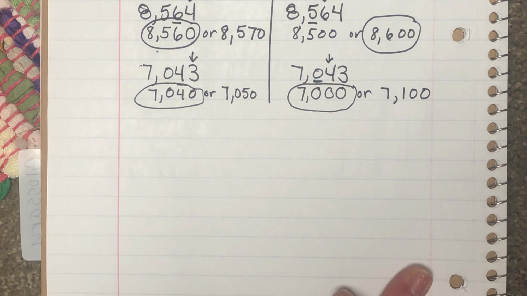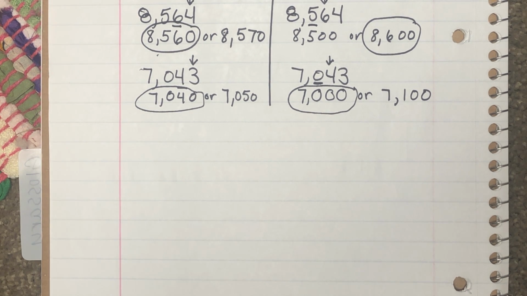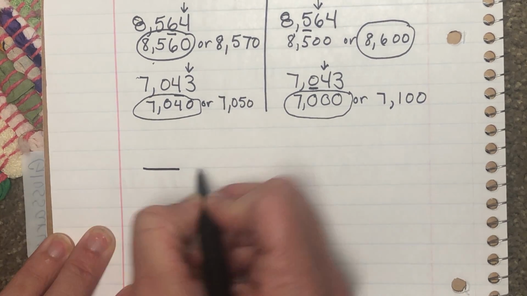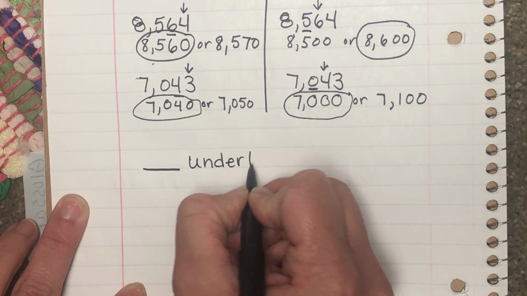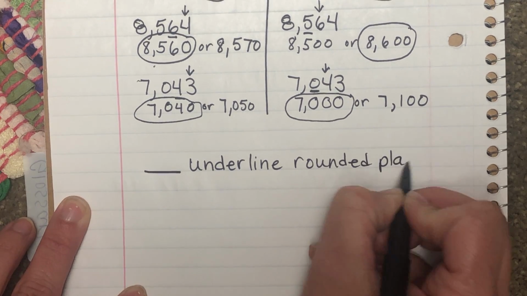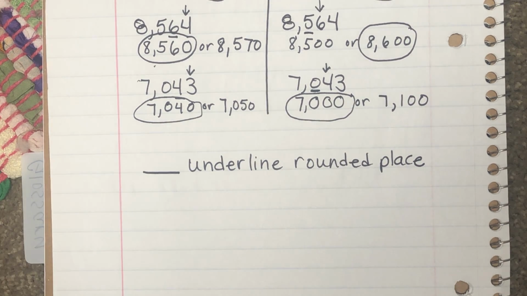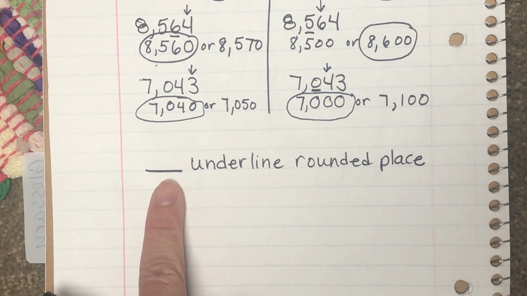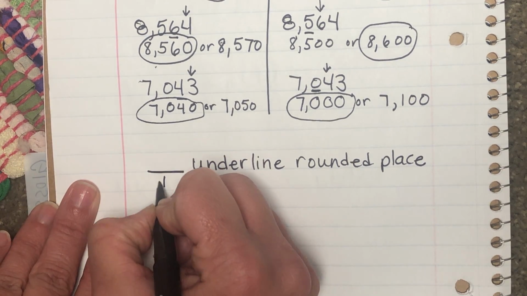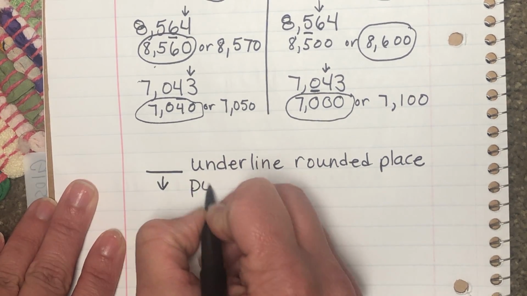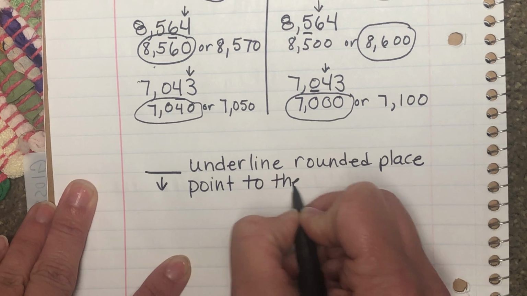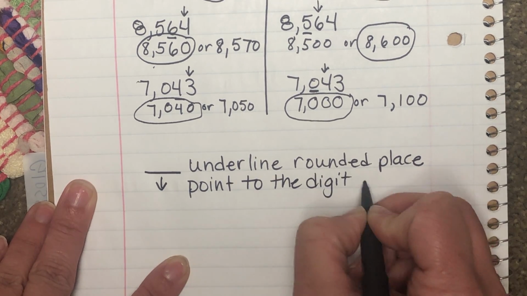So just a couple little points that I want to make sure that we write down here so that you can remember this when you're practicing on Think Central. So you're going to underline rounded place. Now I'm not writing complete sentences because I want this to just get to the point. But just like we practiced, whatever place value it's telling you to round to, underline that one. And then the arrow means point to the digit to the right.